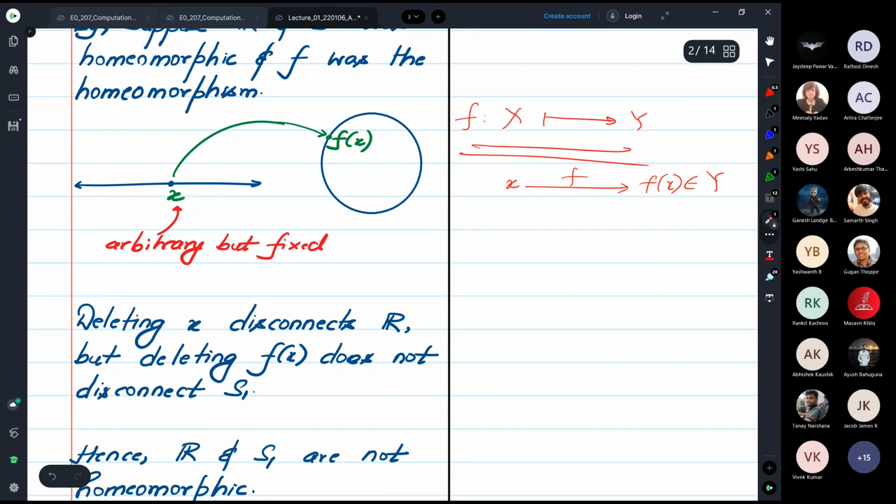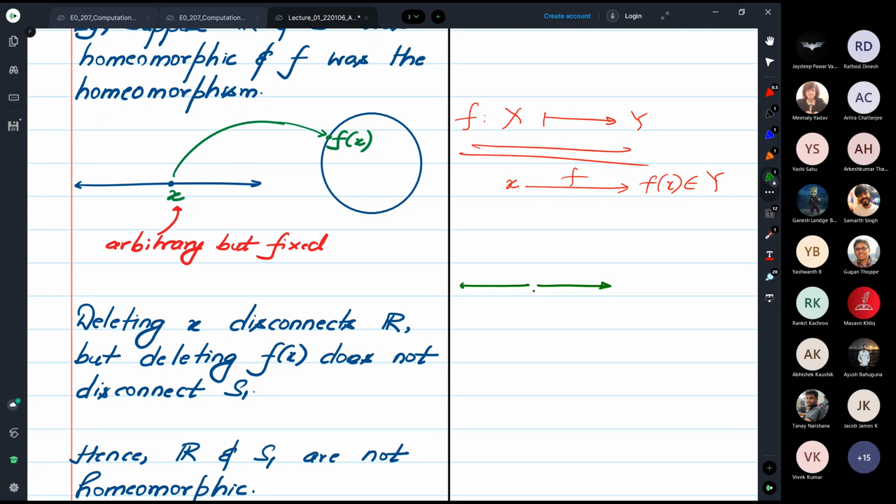However, as we will see now, there is a property which is true for this but not true for this. So what is that property? Let's say we pick some arbitrary but fixed x, and we try deleting that point. What will happen if I delete that point? I hope you agree that there will be a puncture created over here. Because of this puncture, this space will get divided into two components, or this space would get disconnected.